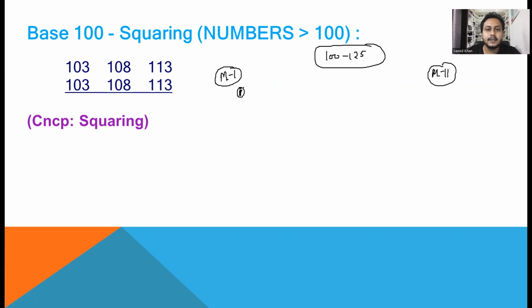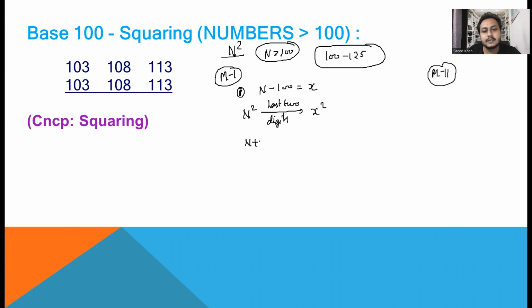So what is method 1? Let's say you have to find n square. The number is n, and n should be more than 100. First we'll see how much more than 100 the number is. Let's say the number is x more than 100. So the last two digits of n square should be the same as x square. And to get the remaining digits, we'll add x to the number. That is the second step. There we were subtracting, here we have to add x to the number. That's the only difference basically.